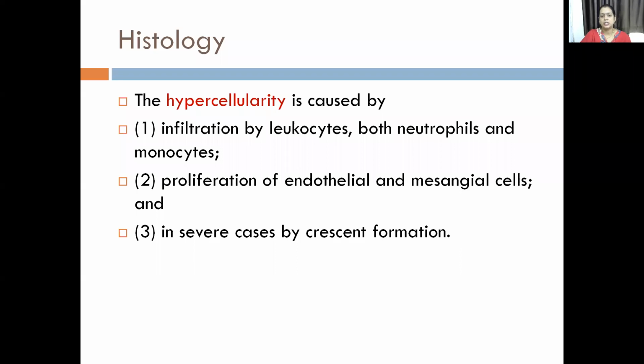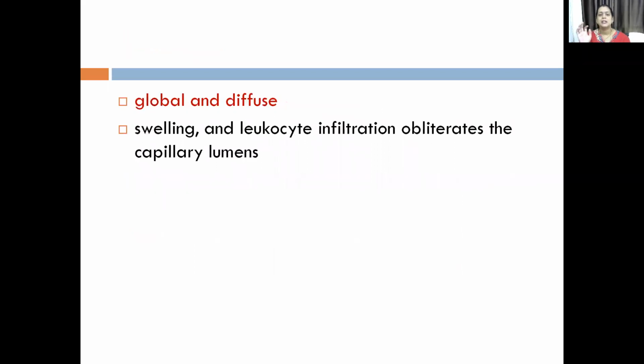So coming to the histology, the hypercellularity. See again, if you remember those 4 things which are the same, you can remember any disease by that. So here the hypercellularity is caused by leukocytes, both neutrophils and monocytes, and proliferation of endothelial cells and mesangial cells. In severe cases, crescent formation. Crescent formation is by parietal epithelial cells. So this injury can be global or diffuse. Diffuse, I told you, means the whole of the renal parenchyma is involved. Global means the entirety of the individual glomerulus is involved.